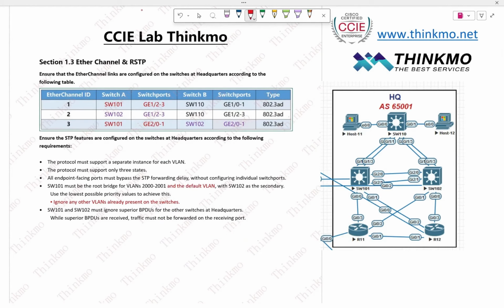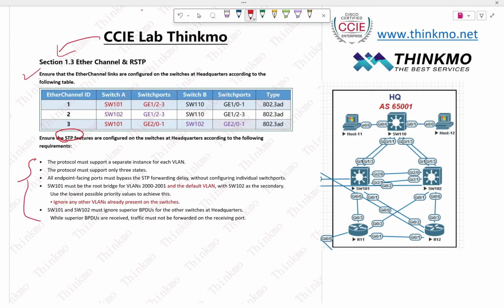Hello everyone. Today I'm going to explain CCIE LAB requirement 1.3 to you. In the last class, we already covered requirement 1 and fixed the aggregated interface and link aggregation. Now there's another requirement related to spanning tree. Let's configure the spanning tree according to the following requirements.